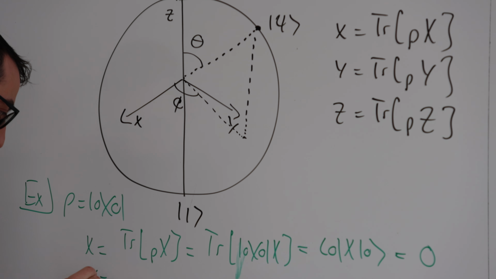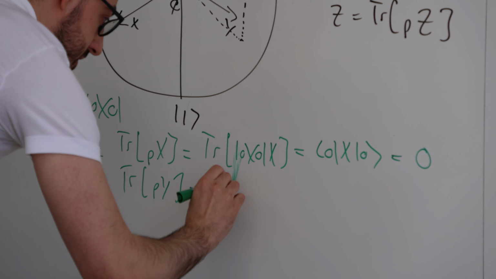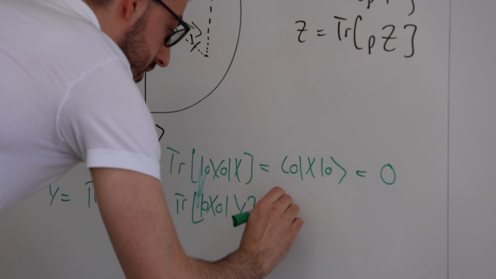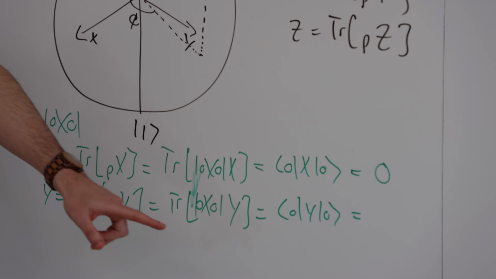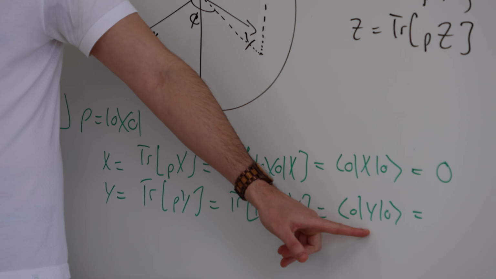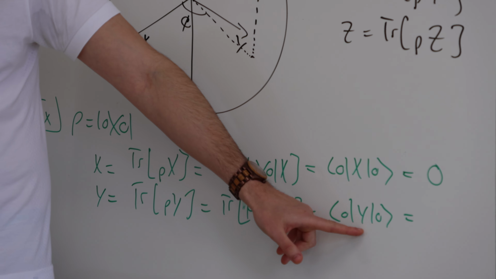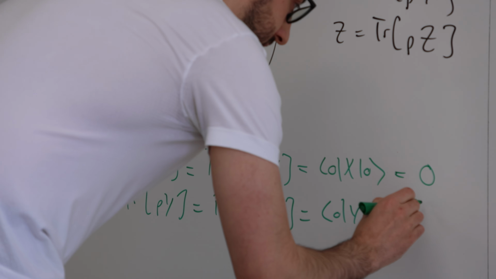Similar thing with Y, trace of rho Y, trace of |0><0| Pauli Y, <0|Y|0>. Now in this case, Y you can always think of as the combination of a bit flip and a phase flip. So the phase flip part of the 0 state will do nothing. The bit flip part will change 0 to a 1. So that will again be orthogonal.